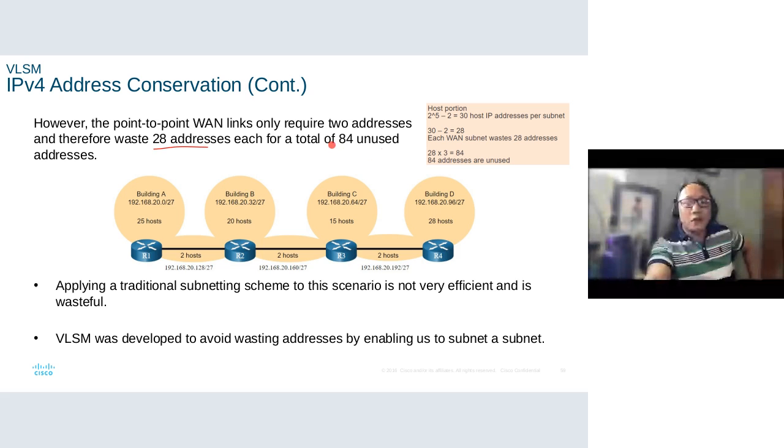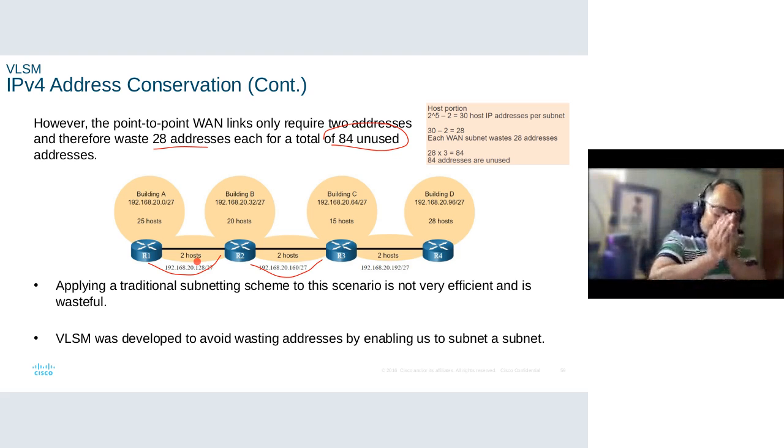each for a total of 84 unused addresses. Kaya siya unused kasi hindi na siya magagamit. Dalawa lang yung pwede mo, hindi mo pwedeng ibigay yung iba dito kasi different network na to, no? Yung R1 and R2 is one network, R2 and R3 is a different network. You cannot make an overlapping addresses. Okay? Kaya nasasayang. So you need to apply yung traditional na subnetting scheme.